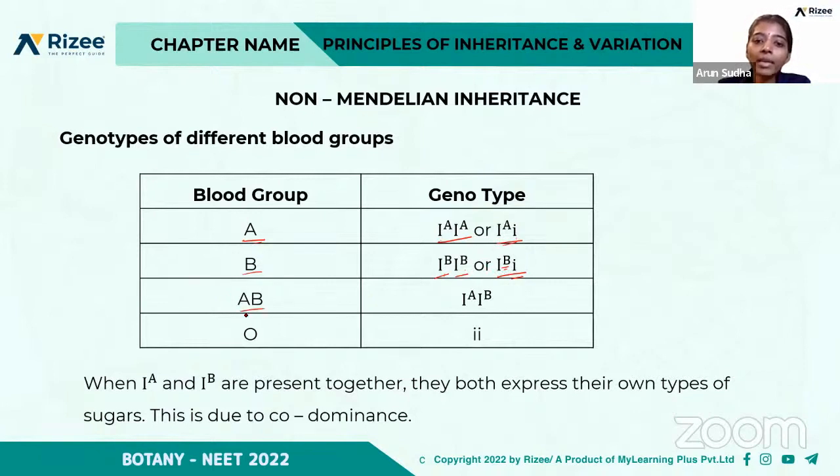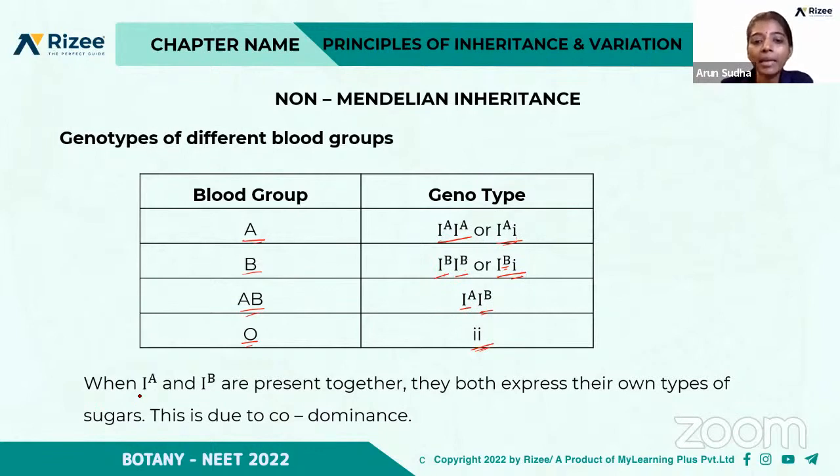And in the case of AB, they will have IA from one parent and IB from the other parent. In this case, it is called codominance. That is, blood group AB people will have both antigen A as well as antigen B. And those people with blood group O have no antigen, only the genotype ii. This is the only possible form. Based on that, 6 genotypes are possible.